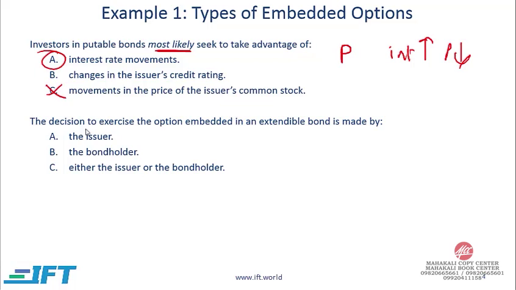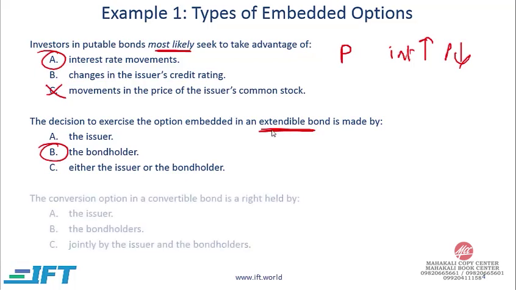The decision to exercise the option embedded in an extendable bond is made by whom? The answer, as we've discussed before, is the bondholder. Recall that with a callable bond, the option is with the issuer. With an extendable bond or a puttable bond, the option is with the bondholder. What about for a convertible bond? Here again, the option is with the bondholder.